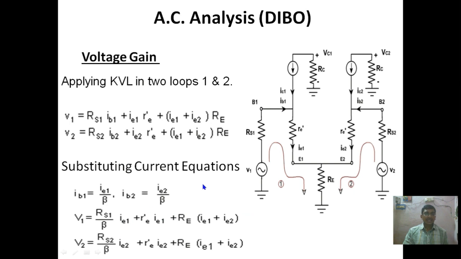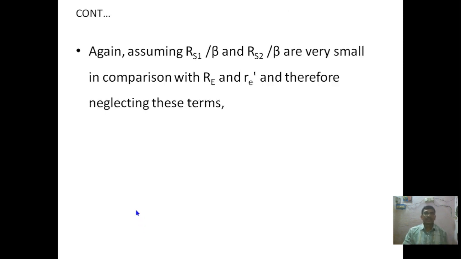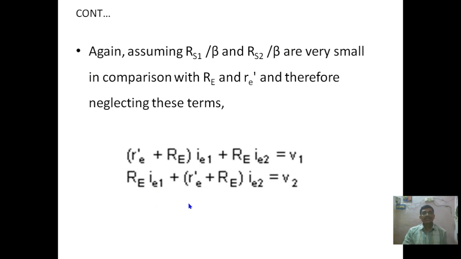Okay, so here RS1 by beta and RS2 by beta both are negligible values. Why are they negligible? Because the beta value is a large value and the RS value, the source resistance, is a small value. A small value divided by a large value results in a small value. Hence, these terms, RS1 by beta into IE1 and RS2 by beta into IE2, can be neglected from the above equations. Therefore, the equations can be written by excluding those two terms.